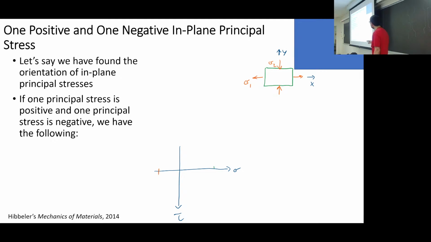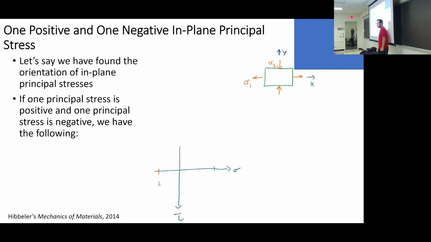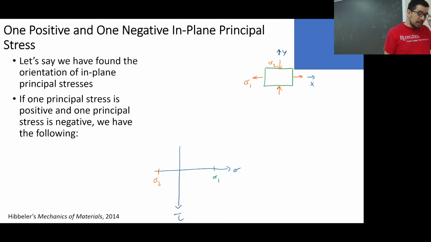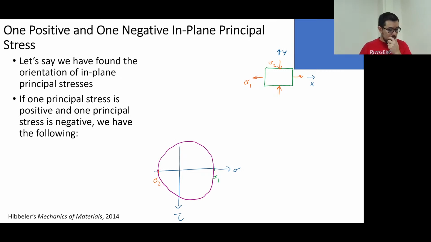So when we draw this one out, sigma 1 is going to be over here. Sigma 2 is going to be over there, not sigma 3. And sigma 3 we'll say is at the origin. And so this is now the Mohr circle associated with this plane.